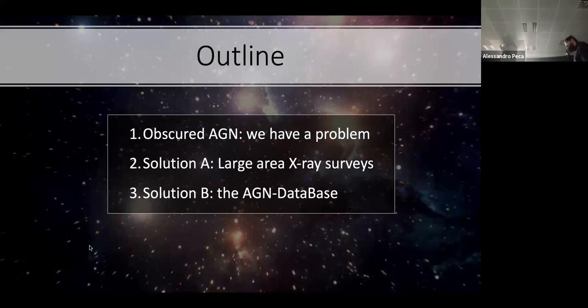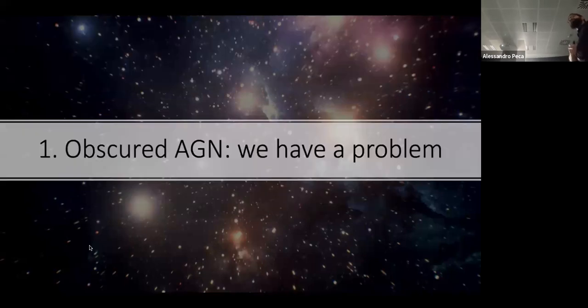Okay, so this is my outline. I'm going to introduce why we are studying obscured AGN and why we think there is a problem with obscuration. And to solve this problem, I'm going to propose two different solutions. The first one is using large area X-ray surveys. And the second one is about the AGN-DataBase, which is a beautiful database that we are building in Miami.